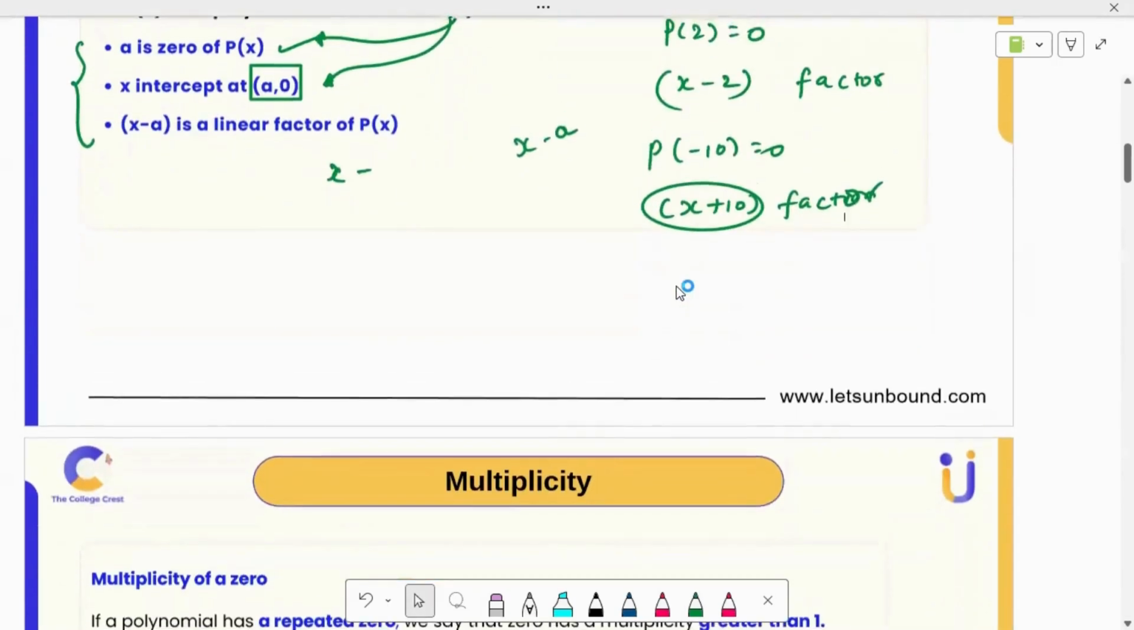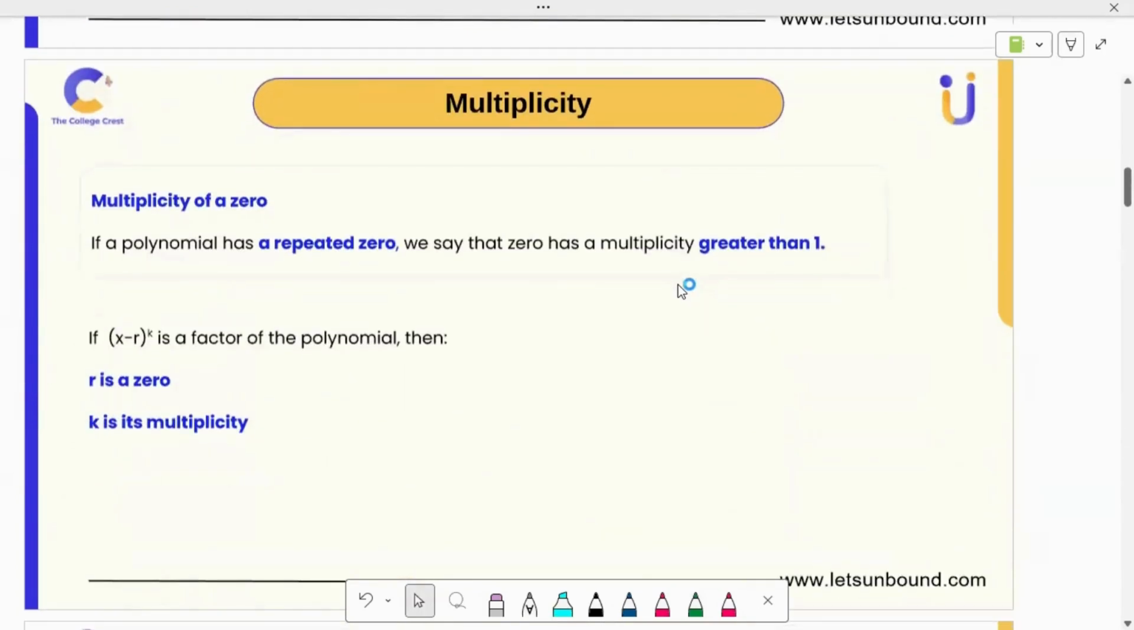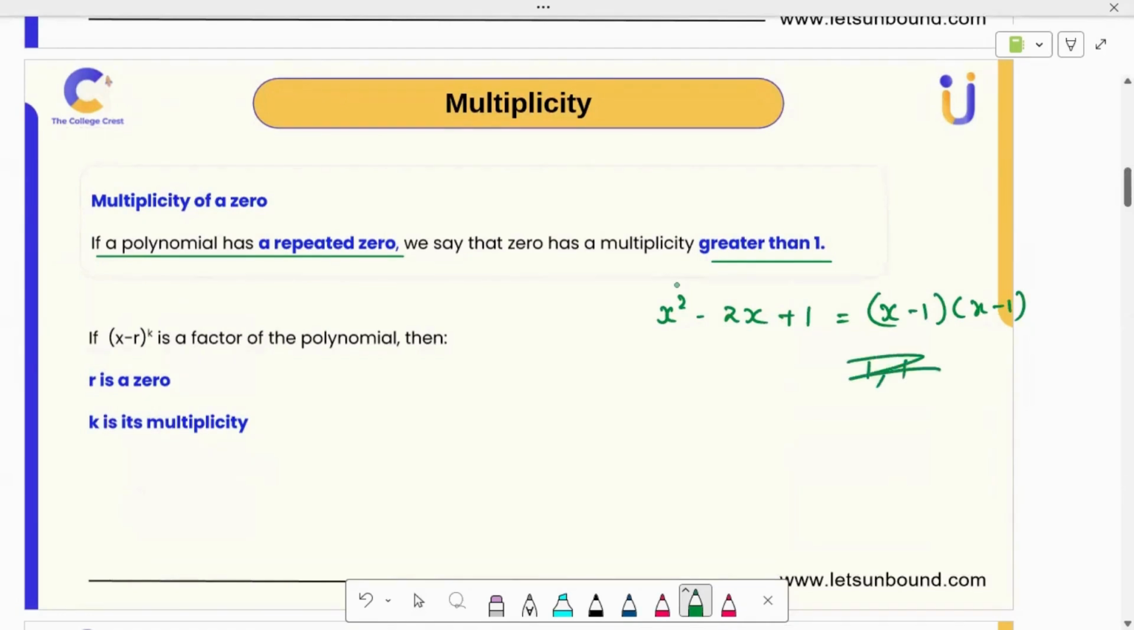Now, let's move to multiplicity. Multiplicity of a zero. Zero here does not mean the number 0; it means where the graph crosses the x-axis. Which number makes your polynomial 0? Yes, some polynomials have a repeated zero. So we say that zero has a multiplicity greater than 1. For example, take a quadratic function, x squared minus 2x plus 1. If you factorize, you will get (x minus 1) times (x minus 1). So same zero, same factor, right? So 1, 1, it will just touch the x-axis. This is called multiplicity, a repeated zero.